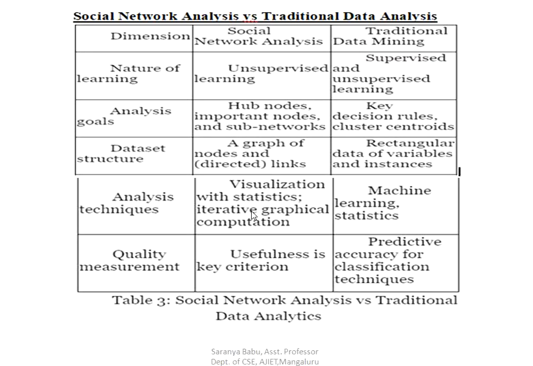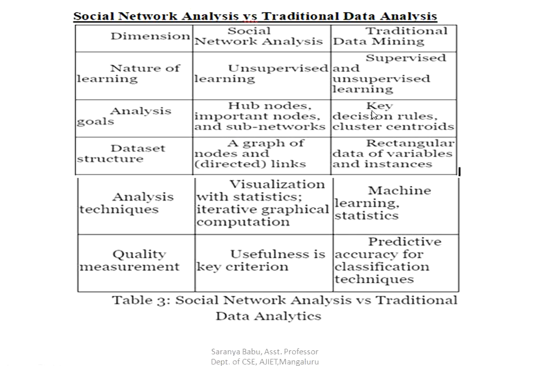Clear? Then the last one we have is a comparison between social network analysis and traditional data mining, or traditional data analytics. In terms of nature of learning, social network analysis is unsupervised learning, while data mining is supervised and unsupervised learning. Analysis goals: you will try to find the important nodes, and you will try to find subnetworks. Those are the two techniques that we use. First we need to find a subnetwork, then we need to find the importance of nodes.